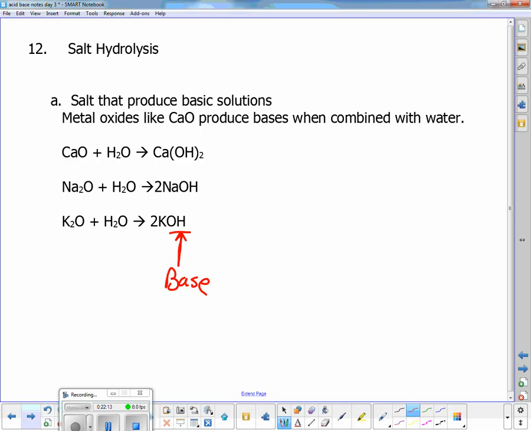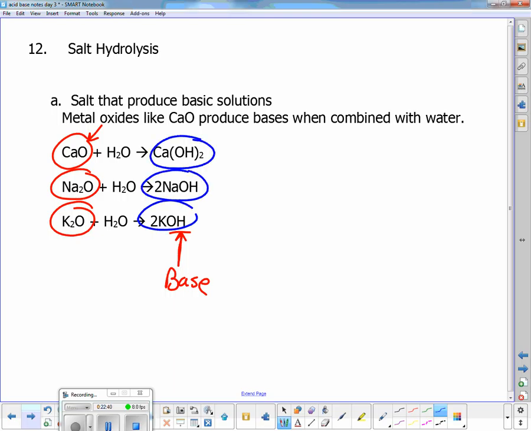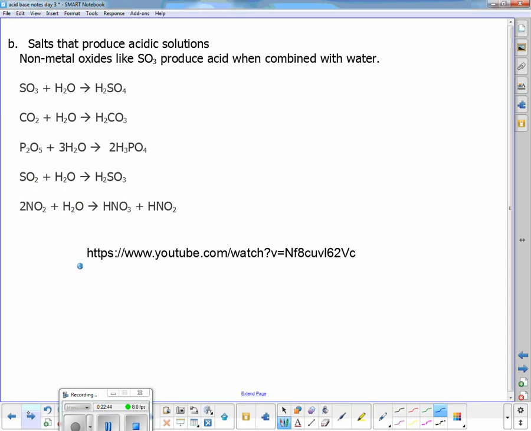Okay? All right, so we need to be able to recognize our metal oxides. These are what are known as metal oxides. Okay, so it's just a metal with oxygen. Yes, those are the metal oxides. When I add them to water, then I get bases which are with a hydroxide. Okay? So we need to be able to recognize those.